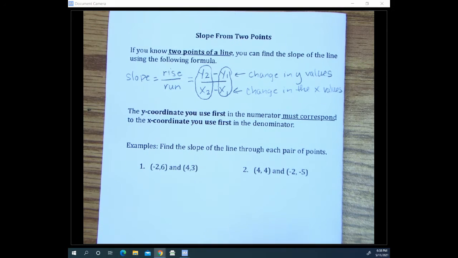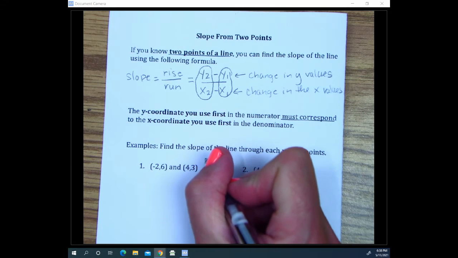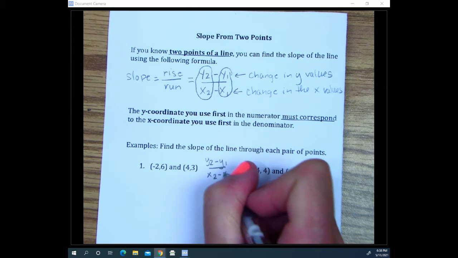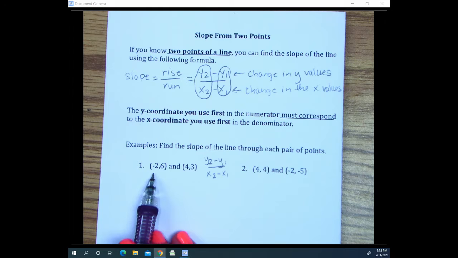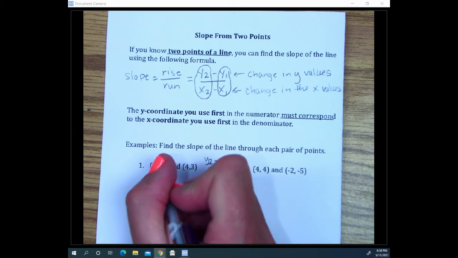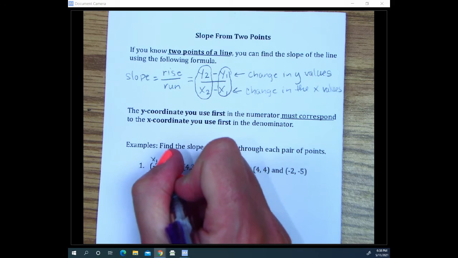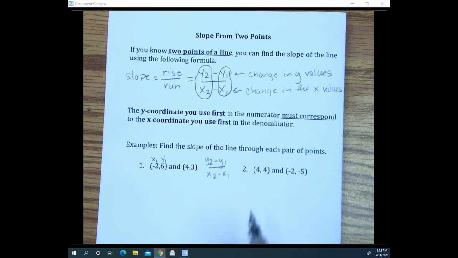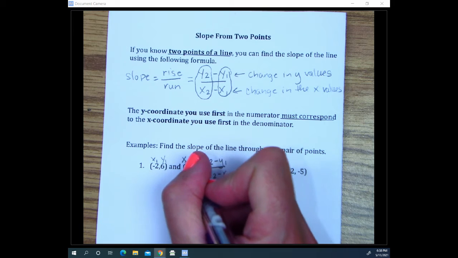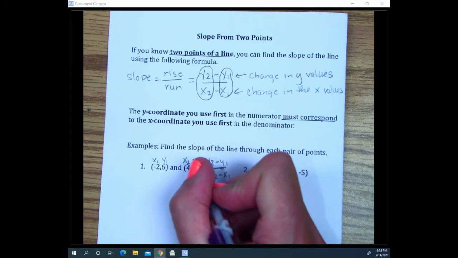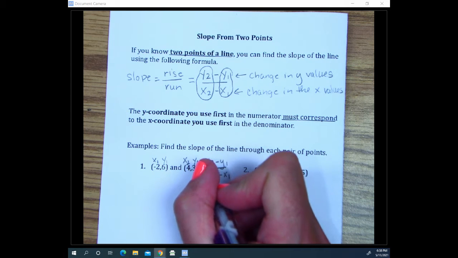So here's some examples. Find the slope of the line through each pair of points. So I'm going to start by writing the formula y2 minus y1 over x2 minus x1. And now I'm going to actually label the coordinates in my point. So the -2 is the x-coordinate of the first point, so I'm going to call it x1. And the 6 is the y-coordinate of the first point, so I'm going to call it y1. The 4 is the x-coordinate of the second point, so I'm going to call it x2. And the 3 is the y-coordinate of the second point, so I'm going to call it y2.